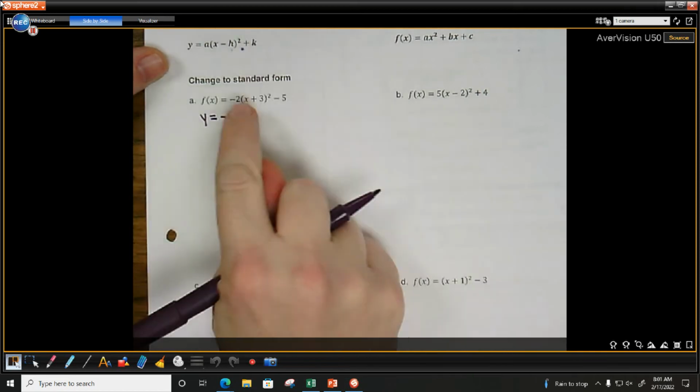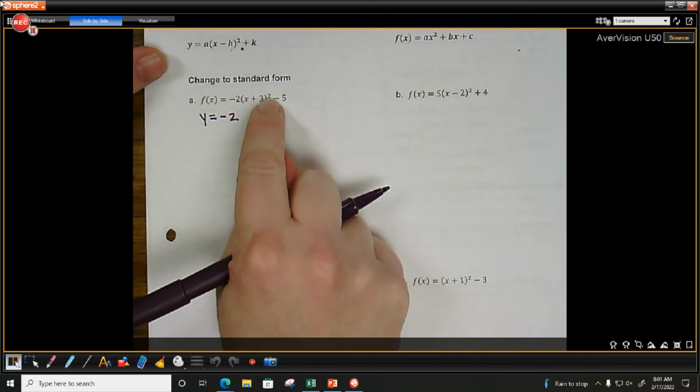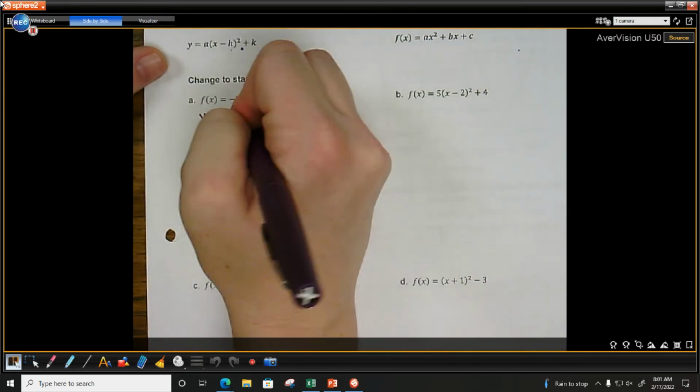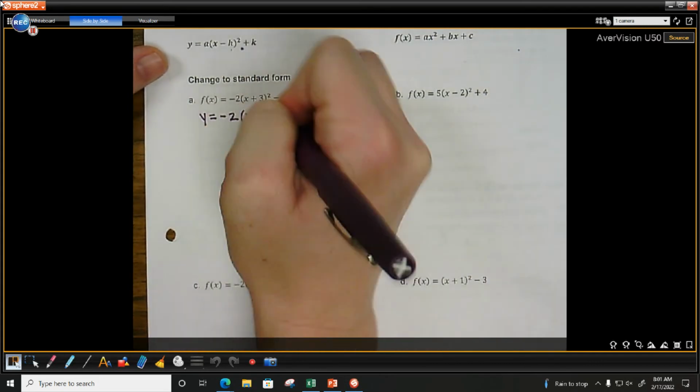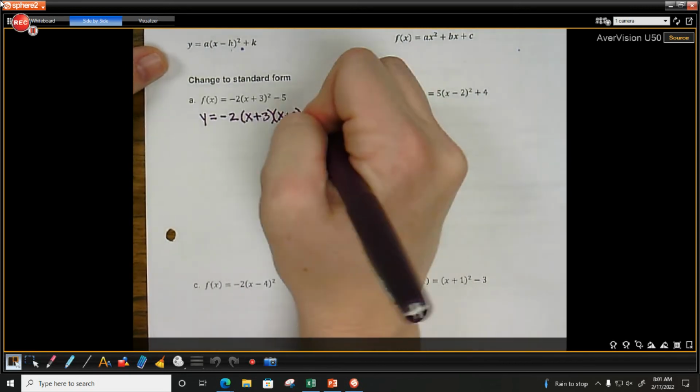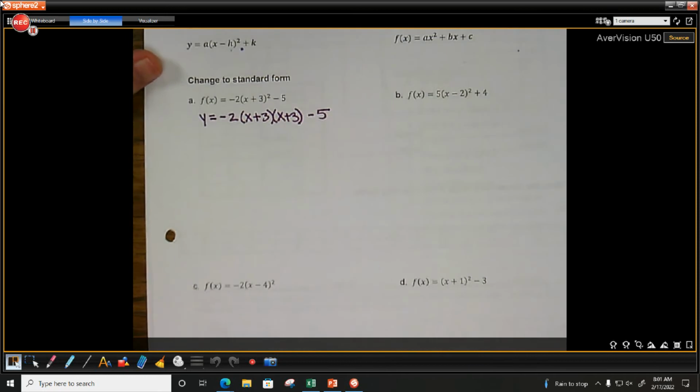When you have your parentheses to the second power, this is literally what we just did on our warm-up. What do I write it twice. You do not distribute that exponent. And then drop down your -5. When you have parentheses squared, write the parentheses out twice. We go with that? Okay. So I'm going to drop down my y equals -2.